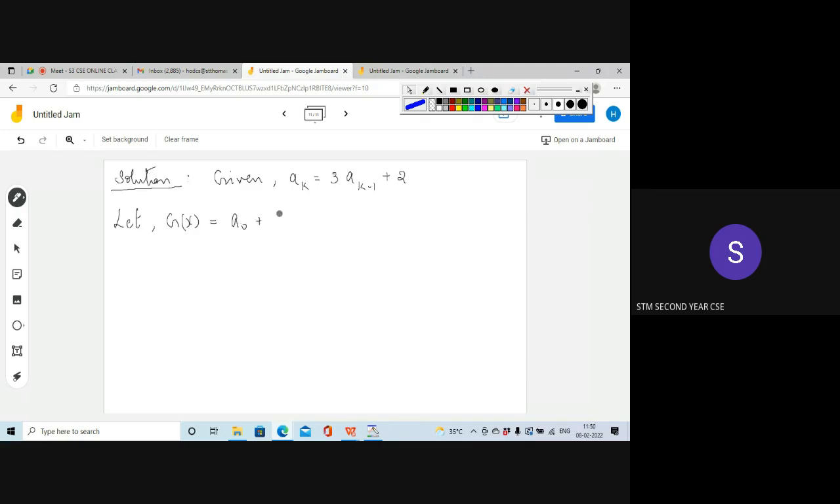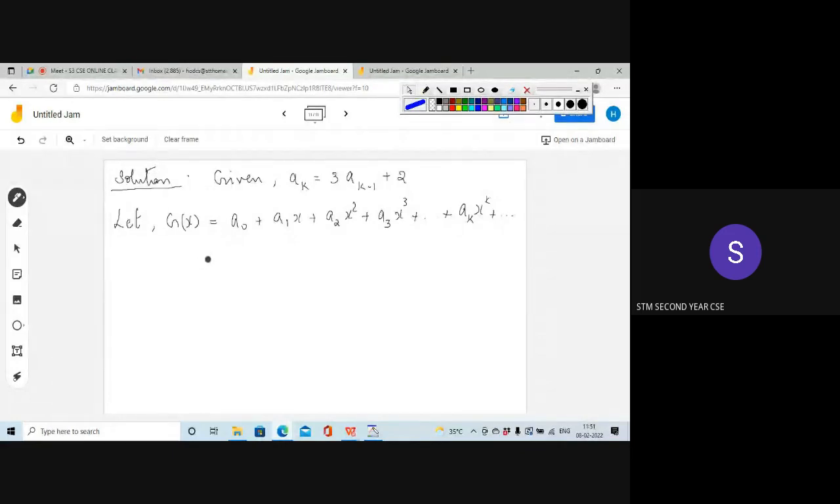a_0 plus a_1 x plus a_2 x squared, etc. This is the general form of a generating function which we had studied in the first part. Since the kth term is given here, we can write the kth term a_k x raised to k plus etc. This is an infinite series, so this is the general form of a generating function.